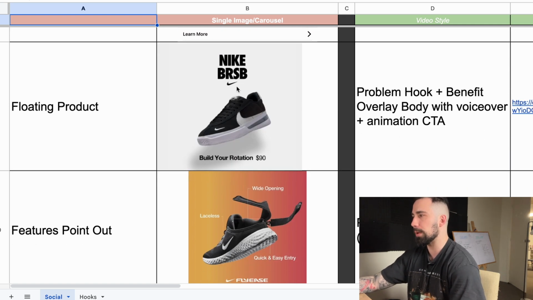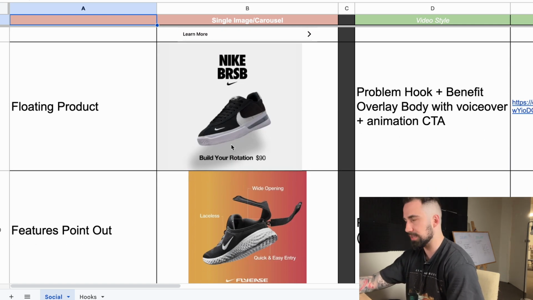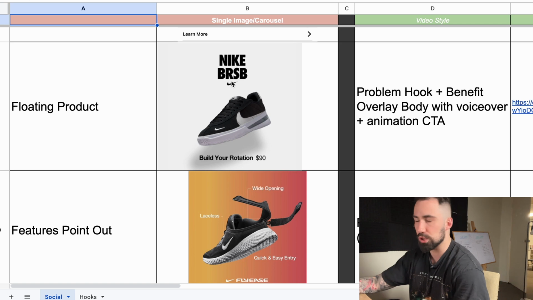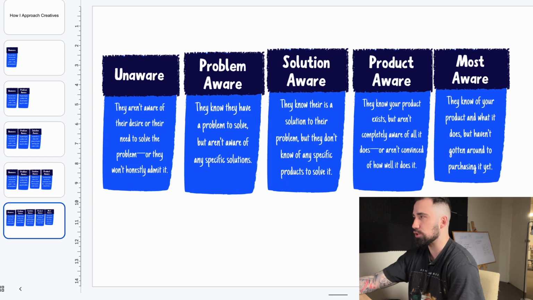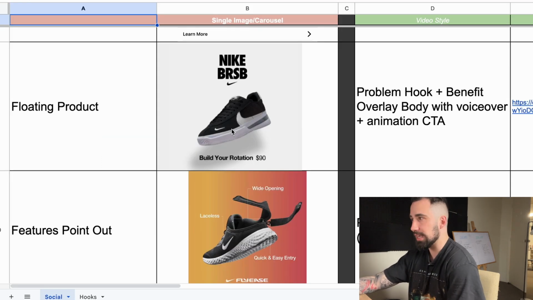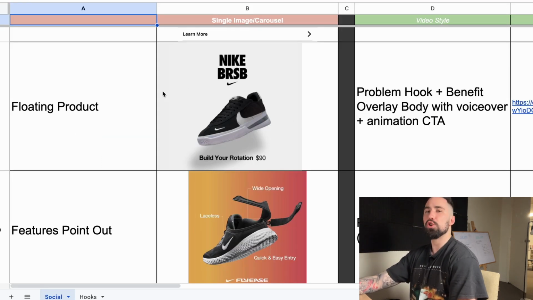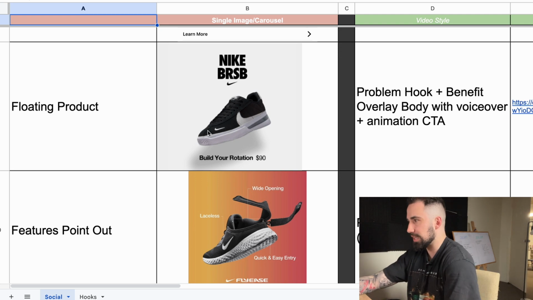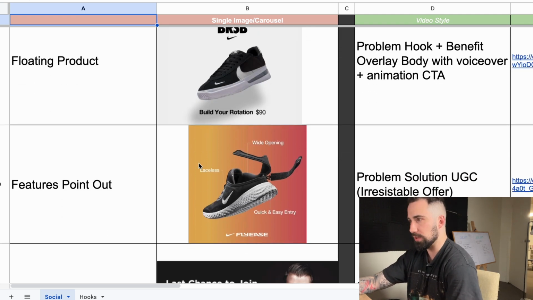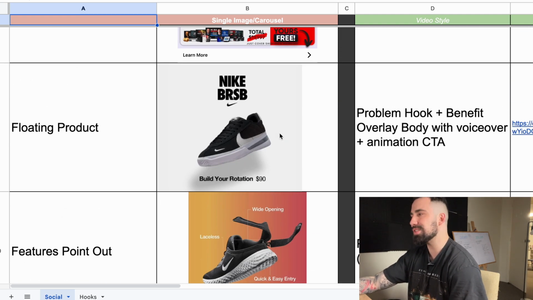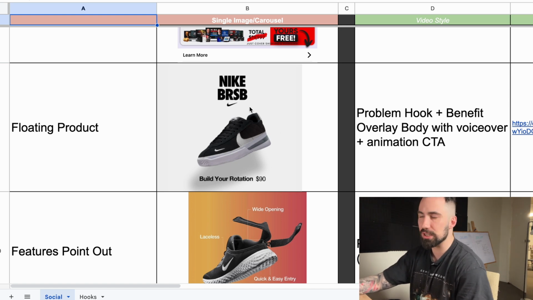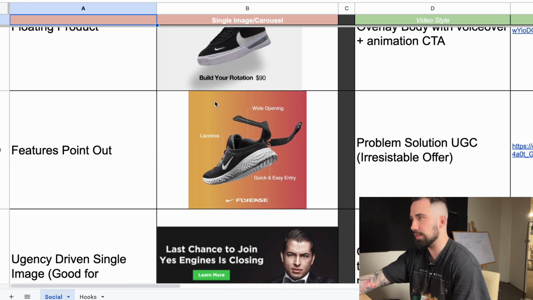So this is a floating product. If you have an e-commerce business, this is not a problem-solution type of ad, so it doesn't fall into anything more. You can put it into product aware. You have to know the product. It's a Nike. Everybody knows Nike. So you can use this floating style. There's a little shadow here. That works really well overall, and it doesn't become the top best performing creative, but it's a good addition to have in your creative cycle.